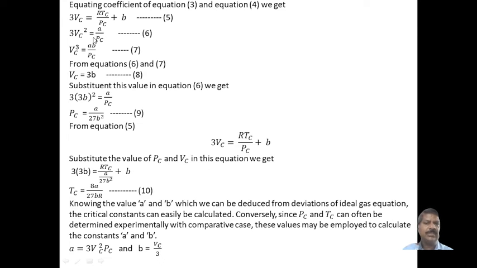After equating the coefficients of both equations, 3Vc equal to RTc divided by Pc plus B. This is called equation number 5. Then by equating, 3Vc squared equal to A divided by Pc and Vc cube equal to AB divided by Pc. Call these equations number 5, 6, 7. Then our duty is to calculate only Vc, Tc and Pc. Then you have to solve these equations.